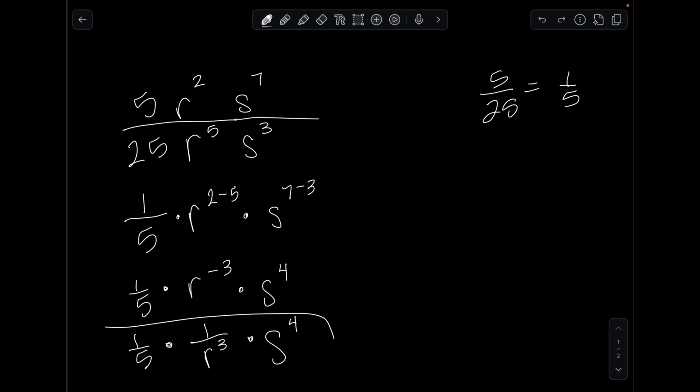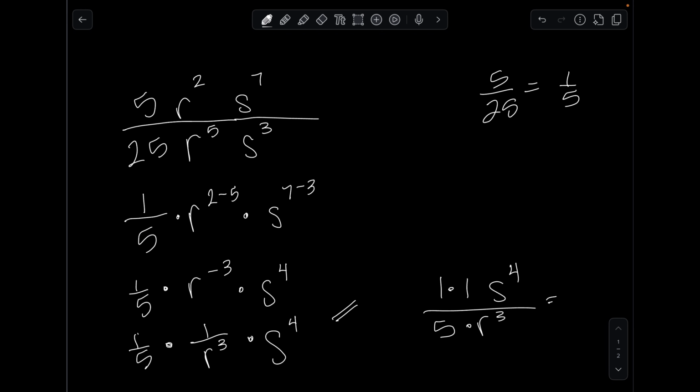Okay, now let's put this all together, make it like cute, you know what I'm saying? So the 1 stays up top. 1 times that 1, right? We got a 5 down here. Keep that down there. R cubed down there, R to the third power. S to the fourth is at the top as well. And then make it look cute. Don't put those ones, 1 times 1, that's silly. Just put s to the 4th power divided by 5r cubed.